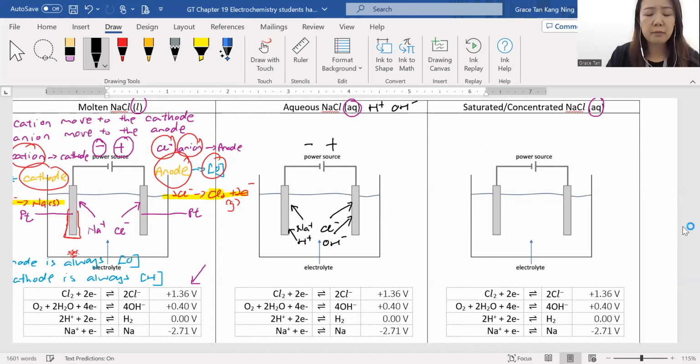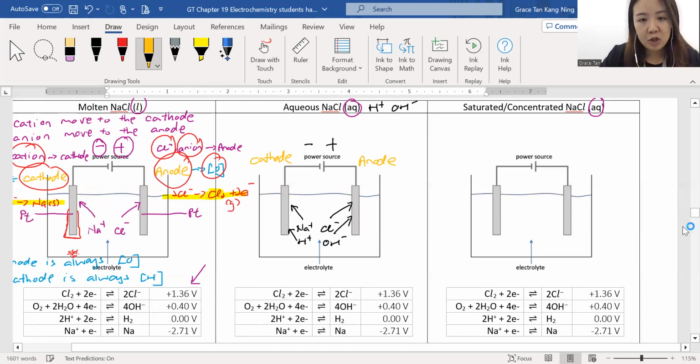So now we have to make up our mind between chloride and hydroxide, who will be discharged at the positive electrode. First, chloride and hydroxide are anions. Anions move to the anode, and hence on the left-hand side, the cations will move to the cathode. Now between chloride and hydroxide, who will be discharged?